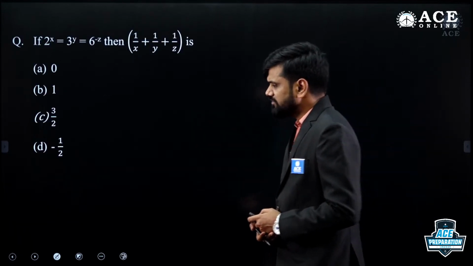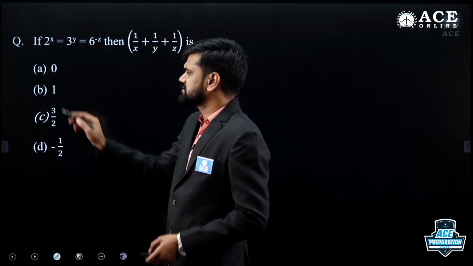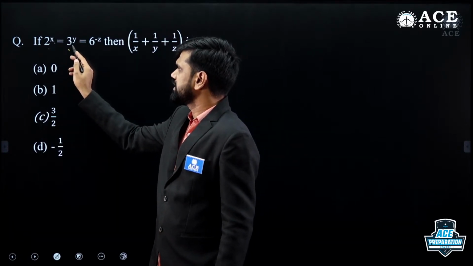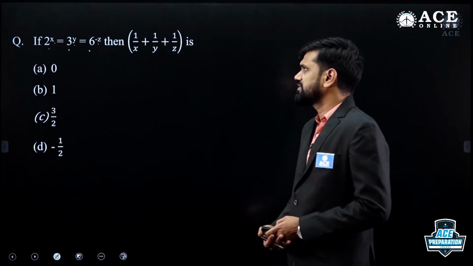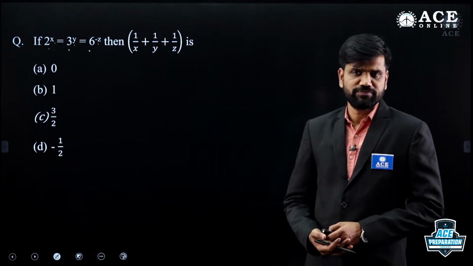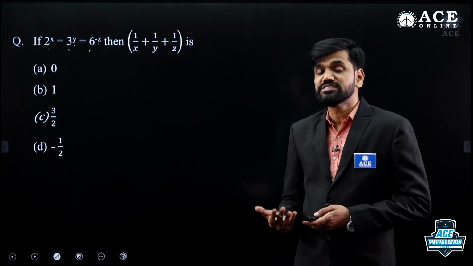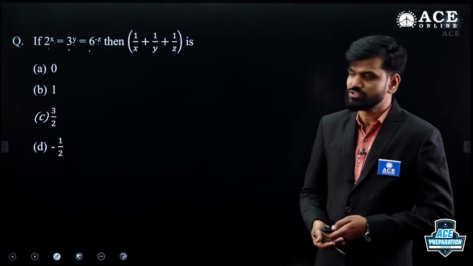It is given that if 2 power x equal to 3 power y equal to 6 power minus z, then 1 by x plus 1 by y plus 1 by z is how much? So before we go for this, let's understand the basics that are needed for this one.